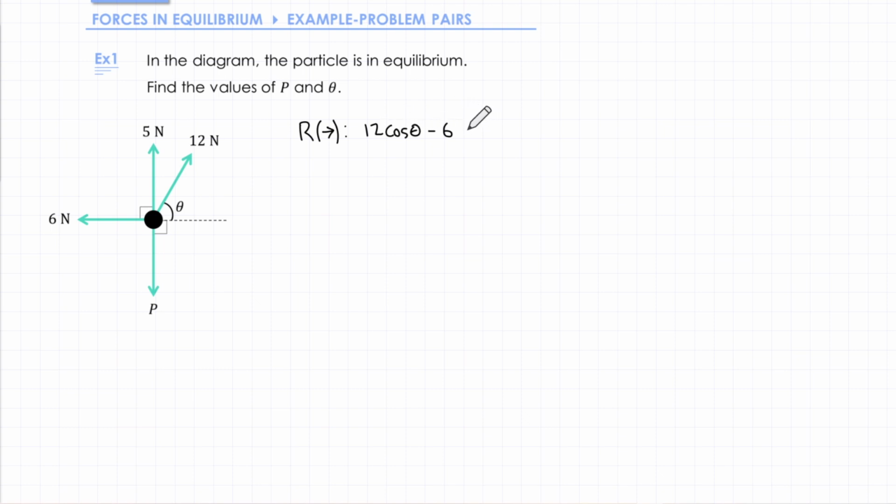As the particle is in equilibrium, mass times acceleration is 0. Next, we rearrange to find theta. We'll add 6 to both sides to get 12 cos theta equals 6. And then we'll divide by 12. 6 divided by 12 is 1/2. Inverse cos of a half is 60 degrees.